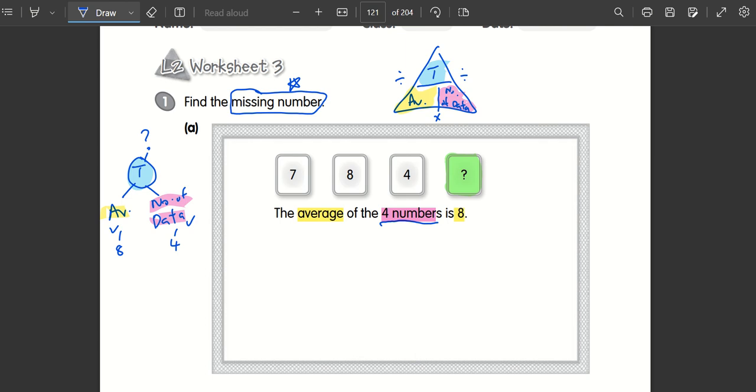To find this missing card, I can actually find the total first. The total is the average, 8, times the number of data, that's 4 numbers. That's 32. So by right, the total should be 32. I've got 3 numbers here, so if I add up the 3 number cards, 7 plus 8 plus 4, that gives me 19.